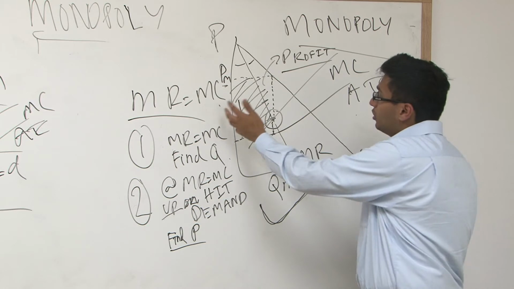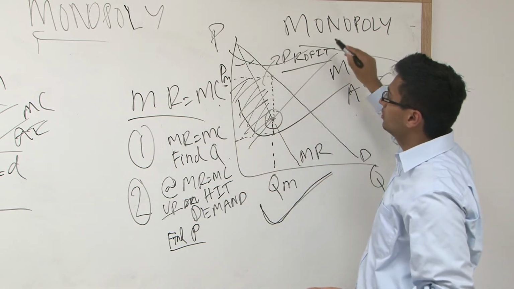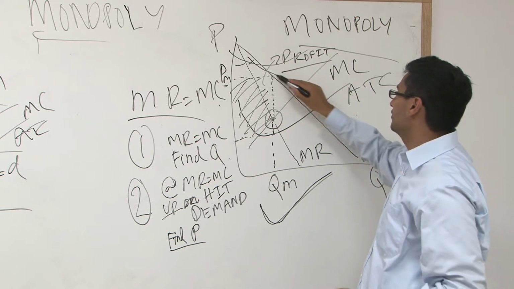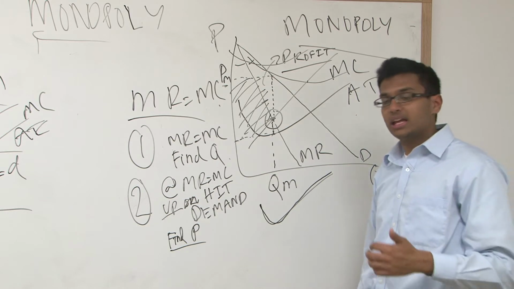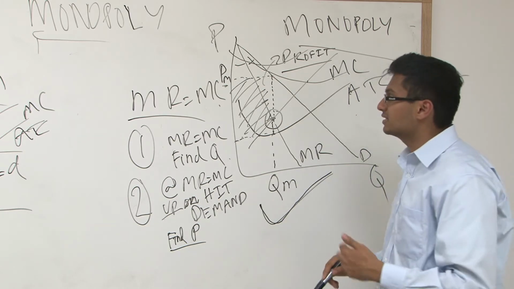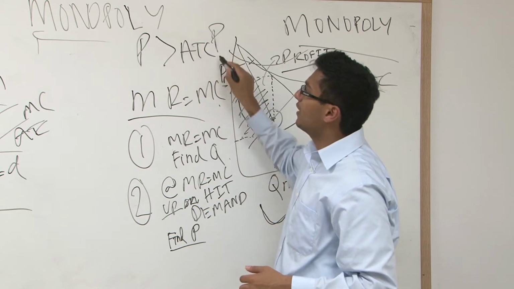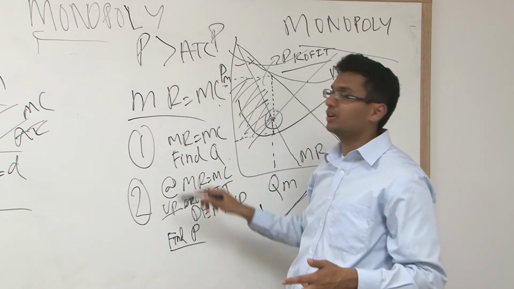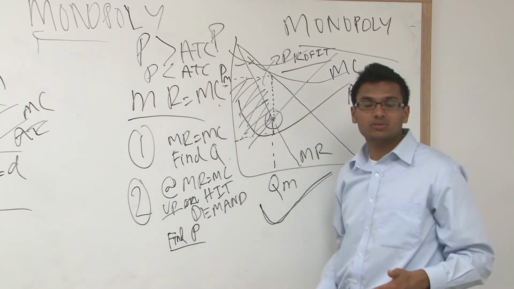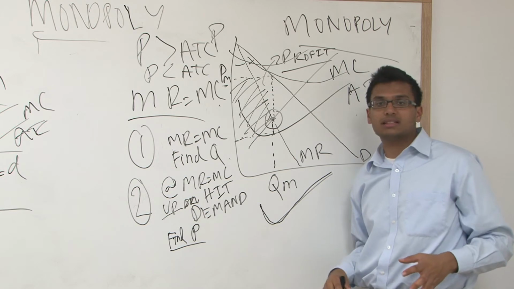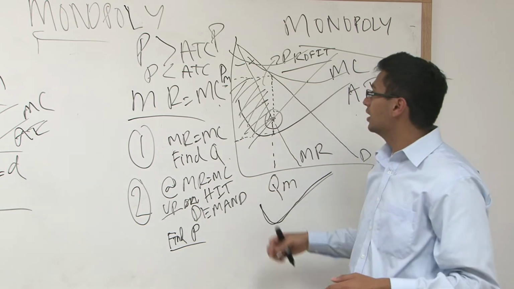Okay? Now, this is your ATC right here, right? If your ATC was up here, for some reason, if it kind of intersected like that, if it was higher than your price, you'd make a loss. And same thing as last time. If P is greater than ATC, you have a profit, right? If P is less than ATC, you don't have a profit. Same exact rule as last time. Different graph. Okay? I hope that's clear.